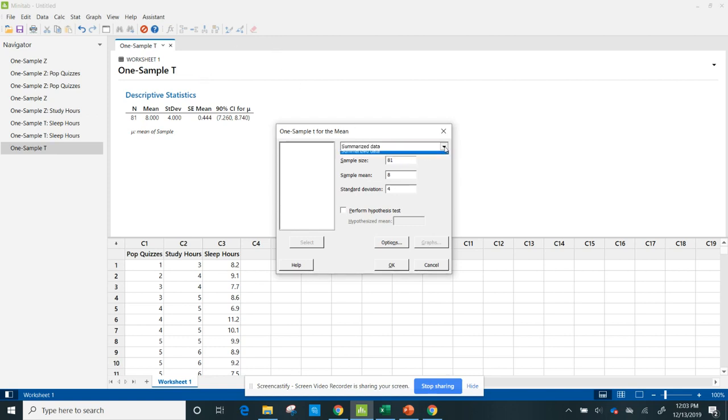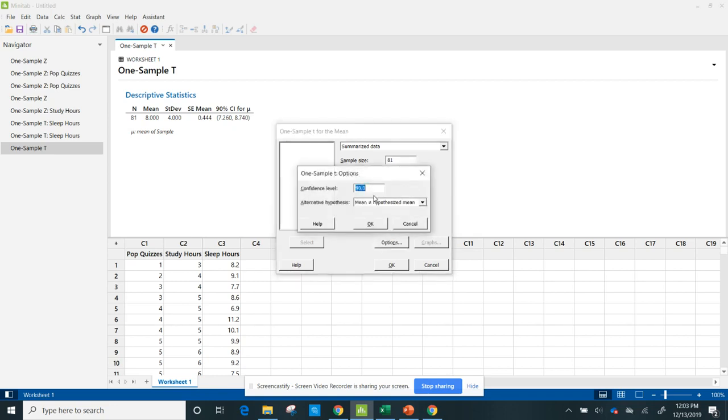Remember you have two choices. I'm going to click on Summarize Data. I'm going to put my sample size of 81, my sample mean of 8, and my sample standard deviation of 4. And then for Options, I'm going to make sure it says 90, and then make sure that the not equal sign is selected. Again, that's because this is for a confidence interval. I have a lower and an upper bound, which really means it's a between scenario, so it's not equal.